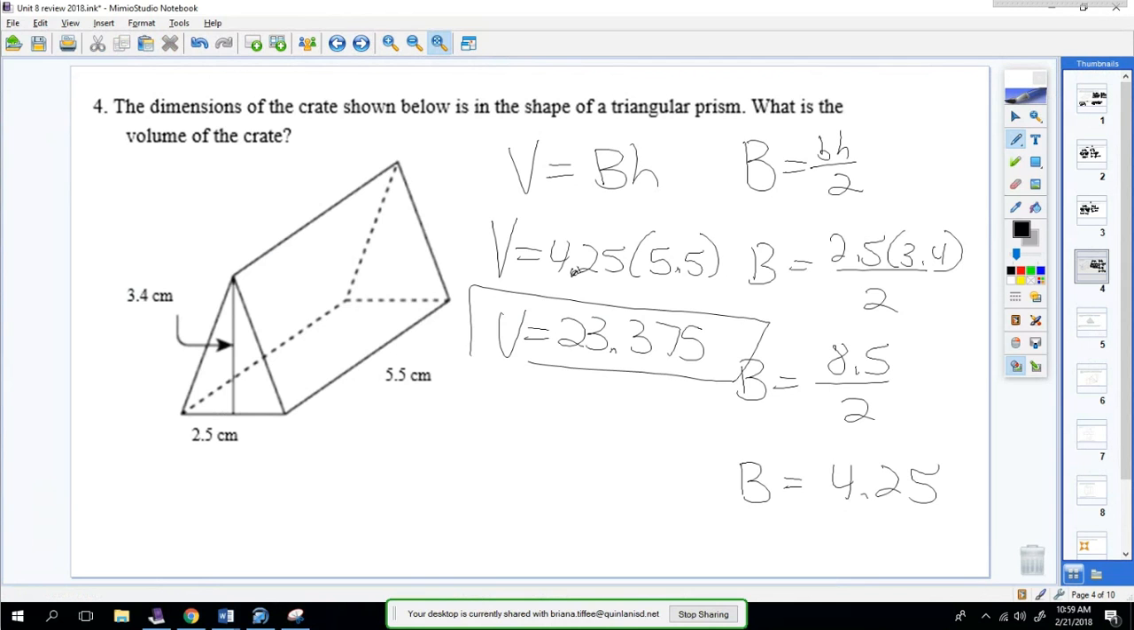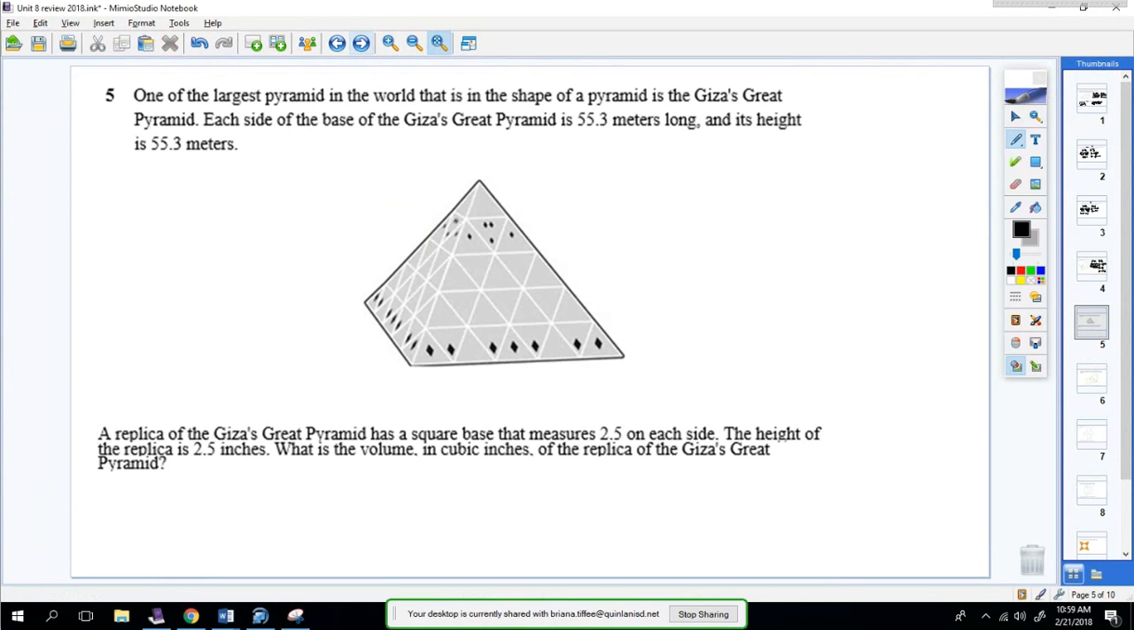So number 5. One of the largest pyramids in the world is in the shape of a pyramid. It's the Giza's Great Pyramid. Each side of the base of the Giza's Great Pyramid is 55.3 meters long, and its height is 55.3 meters. A replica of the Great Pyramid has a square base that measures 2.5 on each side. The height of the replica is 2.5 inches. What is the volume in cubic inches of the replica of the Great Pyramid?